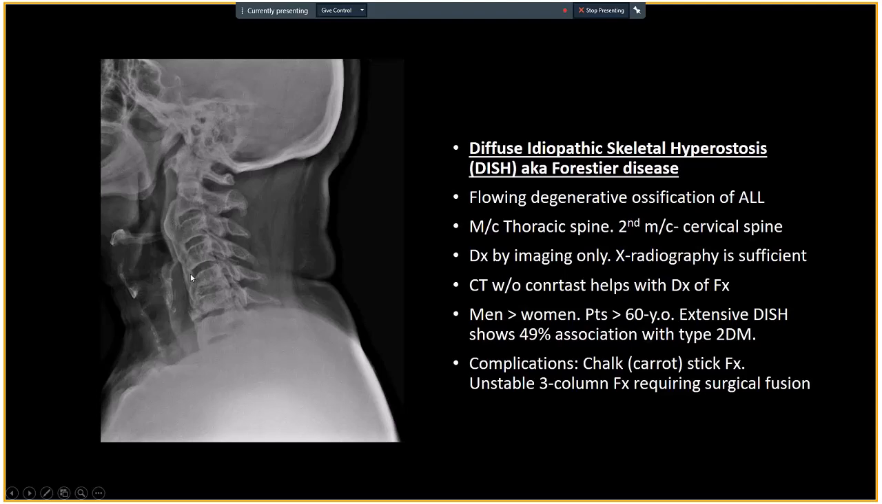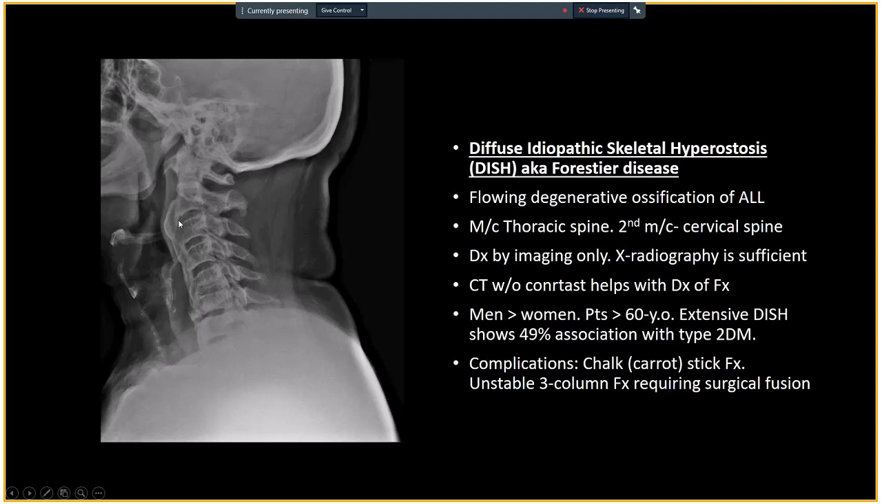Most commonly, it affects the thoracic spine, the mid to lower thoracic spine, but the second most common site is the cervical region. Typically it presents, as you can see here, with a flowing ossification of the anterior longitudinal ligament, which is going to be more anterior to the actual vertebral body margin, and that's what helps to differentiate it from degenerative osteophyte formation. Now, DISH in itself is just a radiographic diagnosis. In most cases, patients will not experience any symptoms and it is probably discovered just by radiography.